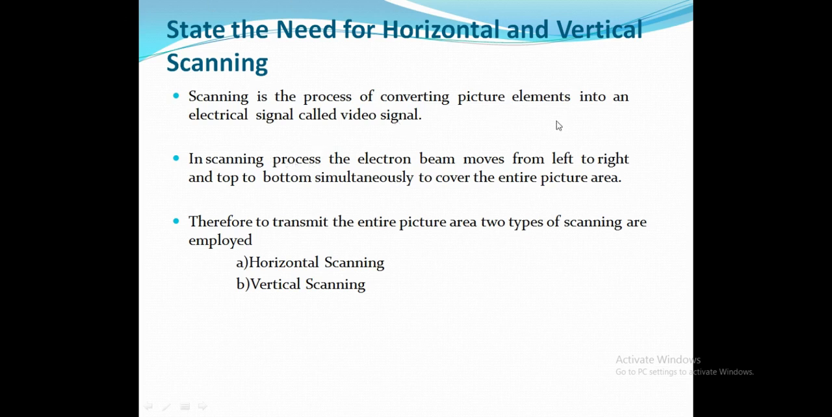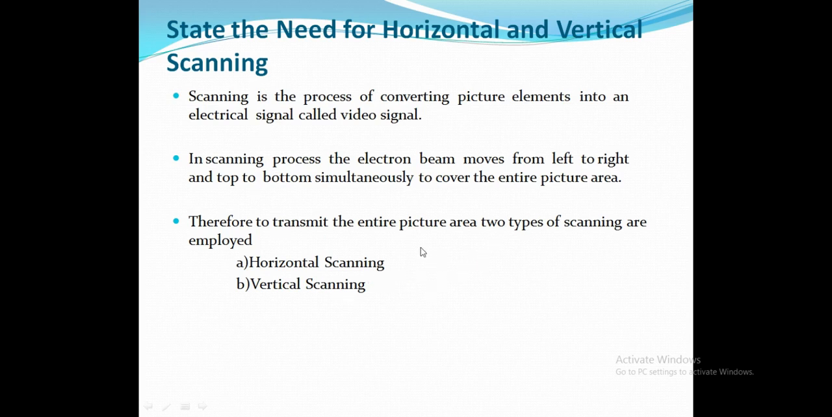So in the scanning process, we are converting the picture elements into electrical signals, that is, converting them into a video signal. Here the electron beam will move from left to right and top to bottom simultaneously to cover the entire picture area.